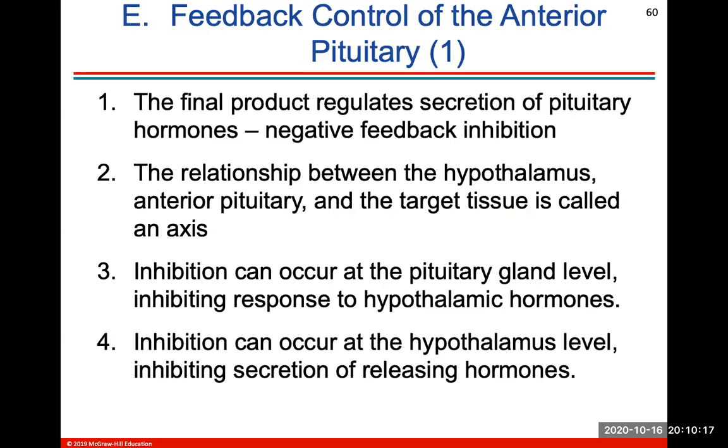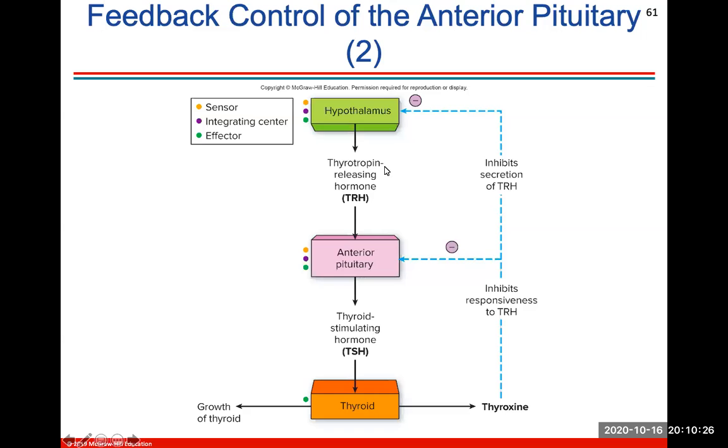The final product regulates the secretion of the pituitary hormone. So we have a negative feedback inhibition. A perfect example of this negative feedback loop: let's start in the hypothalamus. Its releasing hormone is thyrotropin releasing hormone, TRH, that acts on your anterior pituitary gland to release thyroid stimulating hormone, TSH, and that acts on your thyroid gland to begin growth of your thyroid and release thyroxine, which is a thyroid hormone.